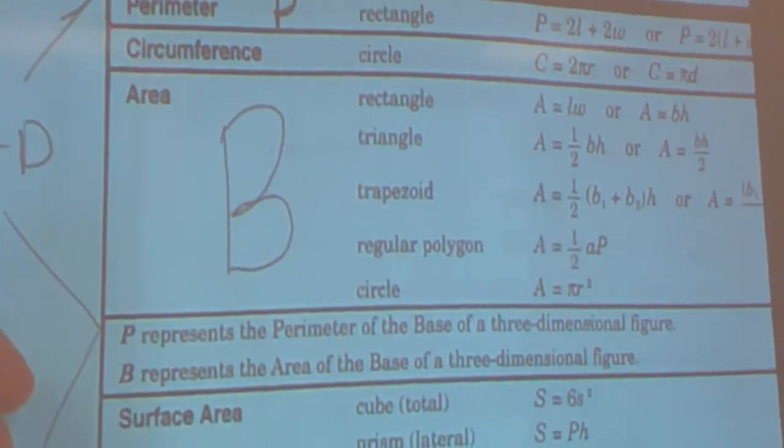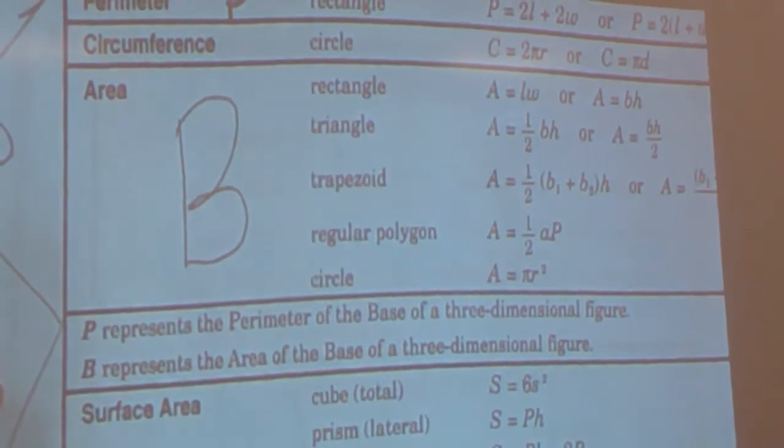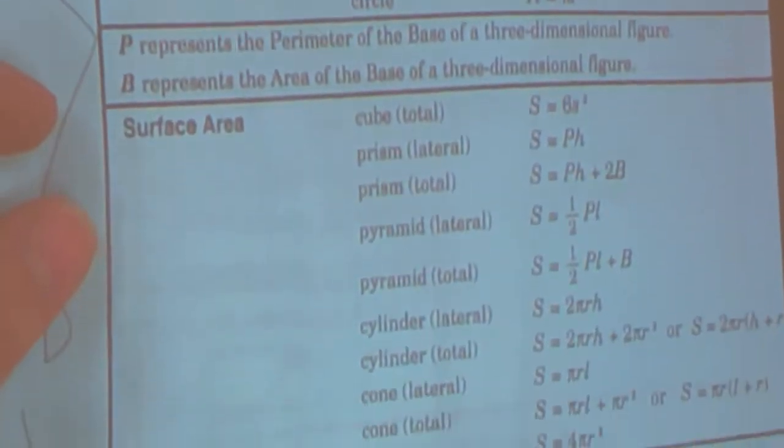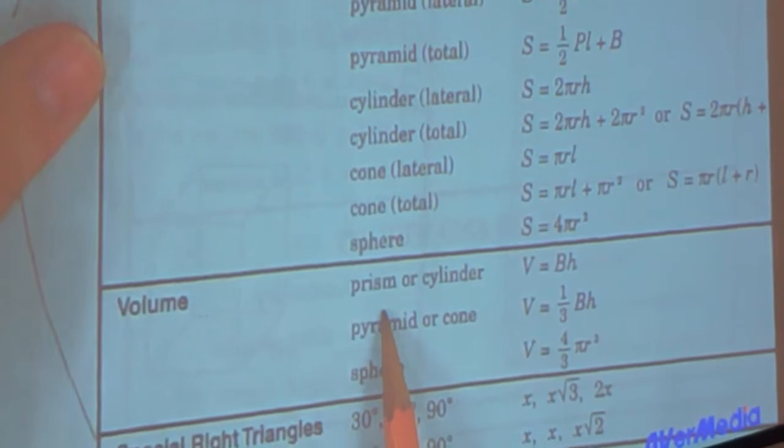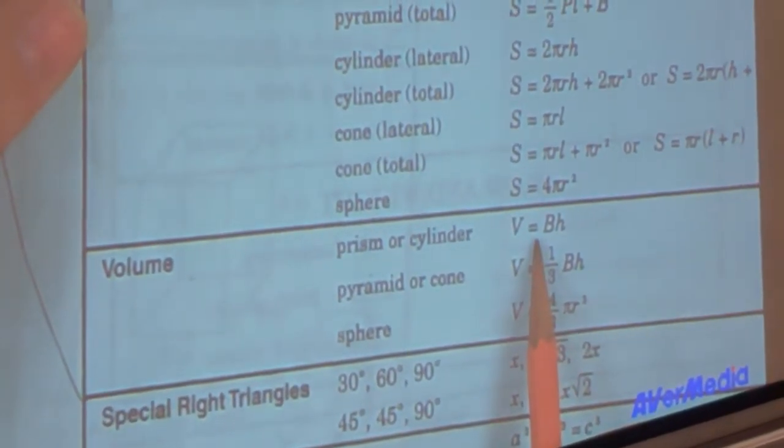So we go to our formula chart, and we realize that we want the volume, because it tells us it wants volume. We want the volume of a prism, and that's going to be V equals big B times H. Okay, so we need to write that down.